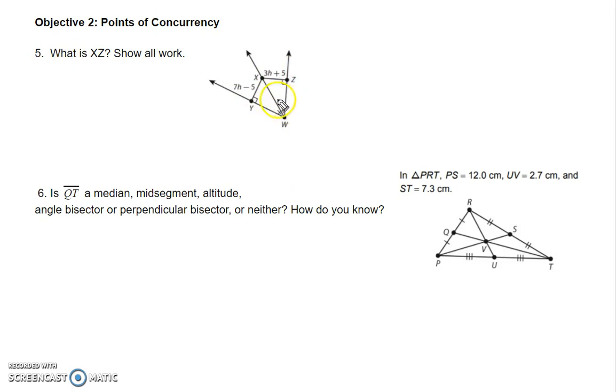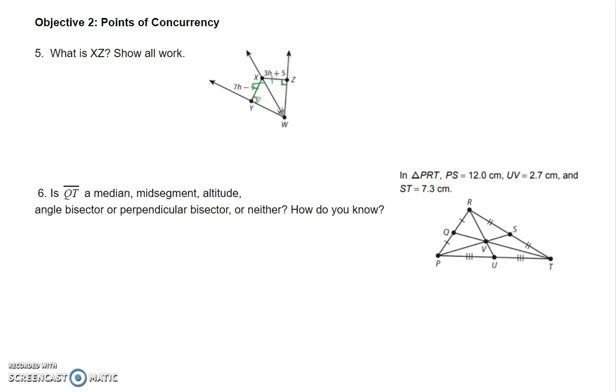Okay, so what is XZ? Well, this is an angle being bisected. And we had that angle bisector theorem that said if you had a point on the angle bisector, then it was equidistant to the sides. So since these 90-degree angles here indicate the shortest distance to the side, that means that these two pieces, 7h minus 5 and 3h plus 5, are congruent. They're the same distance away from the side of the angle.